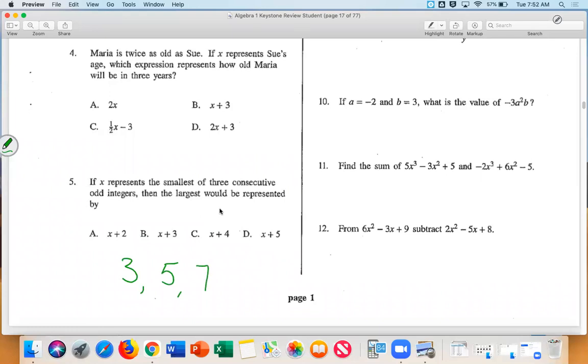All right. Now, the name of the game with these is we pick numbers and plug them in. So you give me 3 consecutive odd integers, 3, 5, and 7. Which one of those is the smallest? 3. That one was easy, right? Now I'm going to say x equals 3. Now, which one of these, A, B, C, or D, when I plug in 3 for x, will give me my largest one, which is 7?